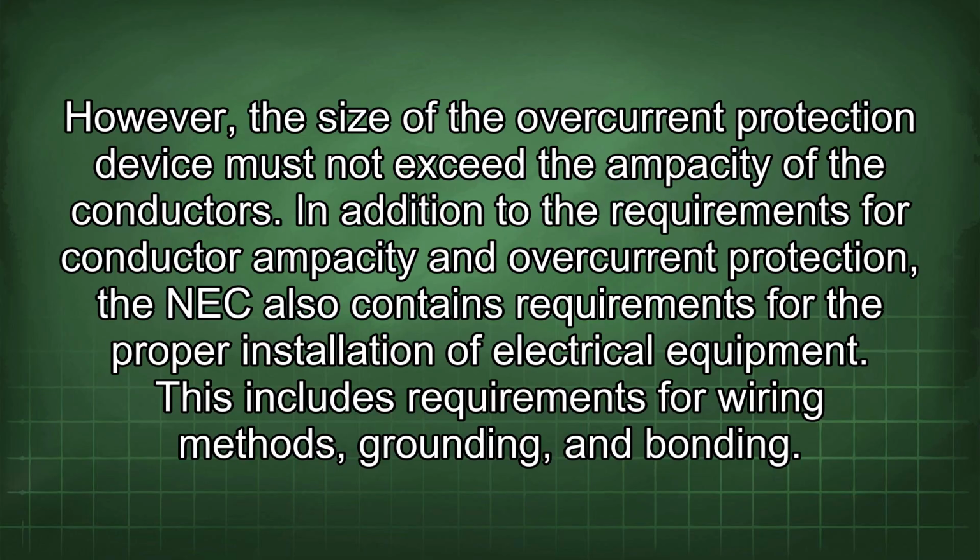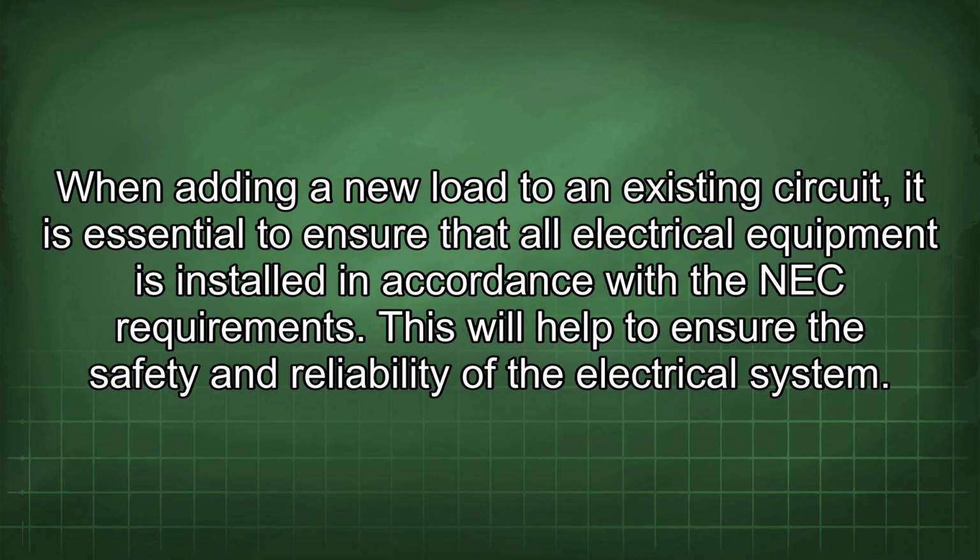In addition to the requirements for conductor ampacity and overcurrent protection, the NEC also contains requirements for the proper installation of electrical equipment. This includes requirements for wiring methods, grounding, and bonding. When adding a new load to an existing circuit, it is essential to ensure that all electrical equipment is installed in accordance with the NEC requirements. This will help to ensure the safety and reliability of the electrical system.